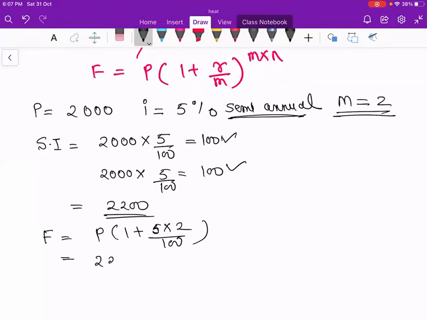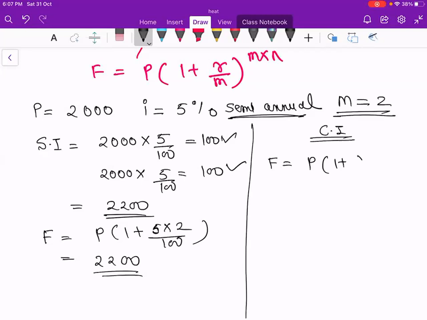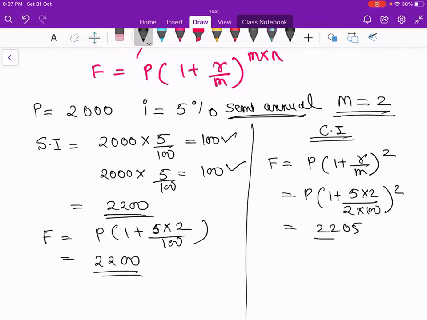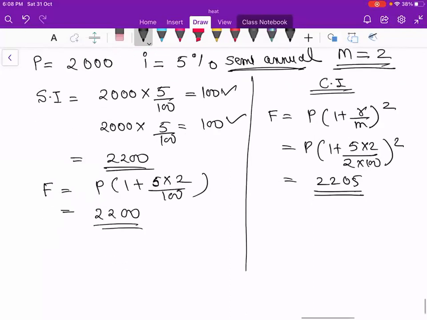Okay, so it will be 2200. Now similarly do it for compound interest. So F equals P(1 + R/M). Here we are calculating for 2 years, so it will be P(1 + 5/(2 into 100)). How much are you getting? 2205. Similarly, you can do it like this.